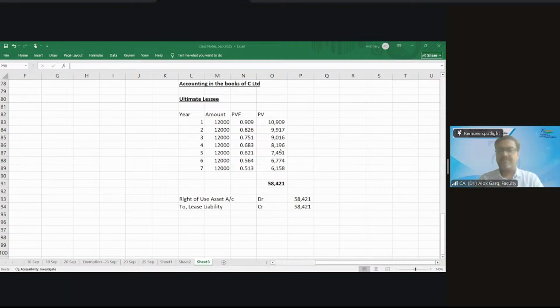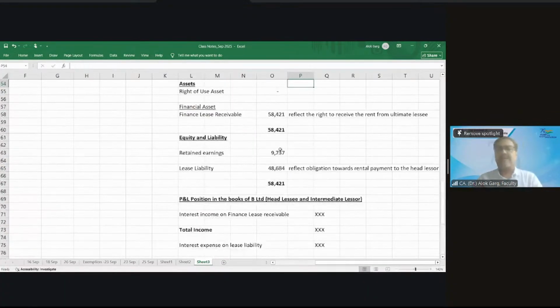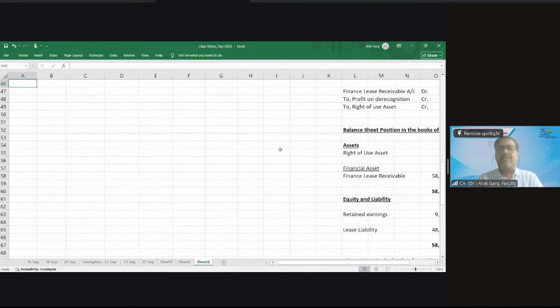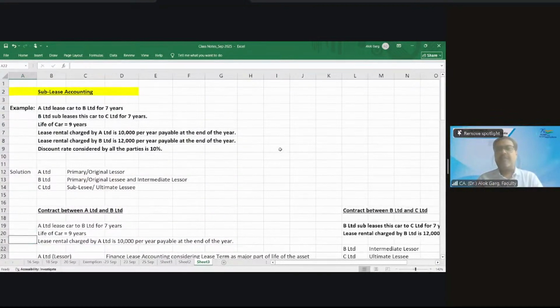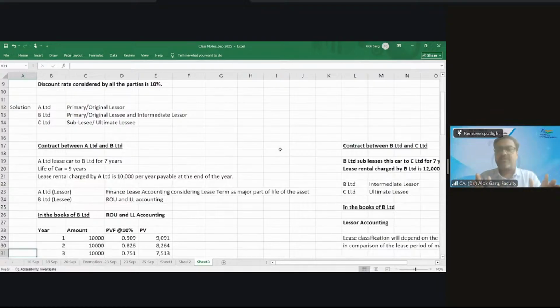Absolutely clear? So friends, in case of a sublease accounting, the main lessee will become an intermediate lessor, and you have to split the contract. In the first contract, you have to do the lessor accounting for the head lessor and the lessee accounting for the head lessee, the original lessee. Then in the second contract, the sublease contract, when this lessee becomes the lessor, you have to see from the eyes of the lessor. You need to compare the amount, whatever you are paying, are you collecting that?